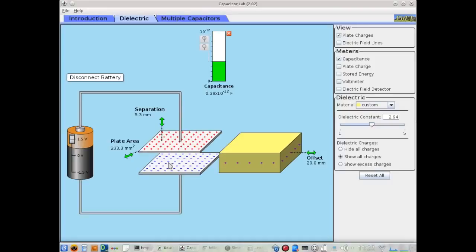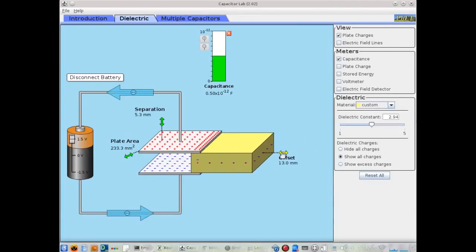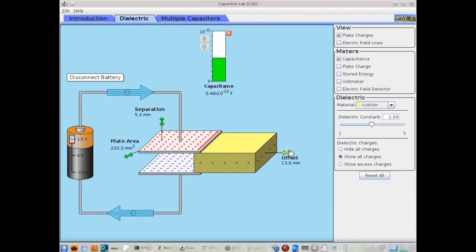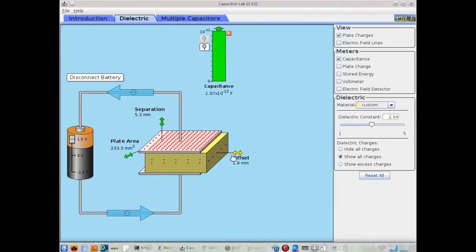Right now, this configuration has a capacitance of about 0.4 picofarad. And what I can do is alter the capacitance by grabbing this material and shoving it inside the capacitor. I'm going to put it all the way in here. And when I'm done, you see that this capacitor is now capable of holding a whole lot more charge than it did before. Watch. Take it out. Shove the material in.